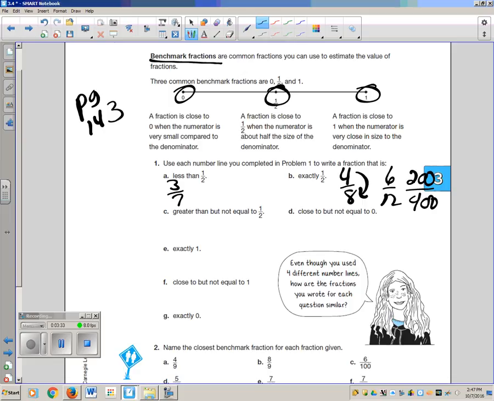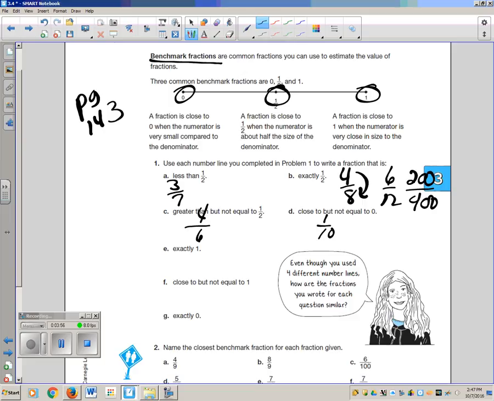Greater than but not equal to 1/2. So let's just go with 6. I know that 3/6 is a half, so I need to be bigger than 3, so I'm going to go with 4/6. D, close to but not equal to 0. Let's go with 1/10.